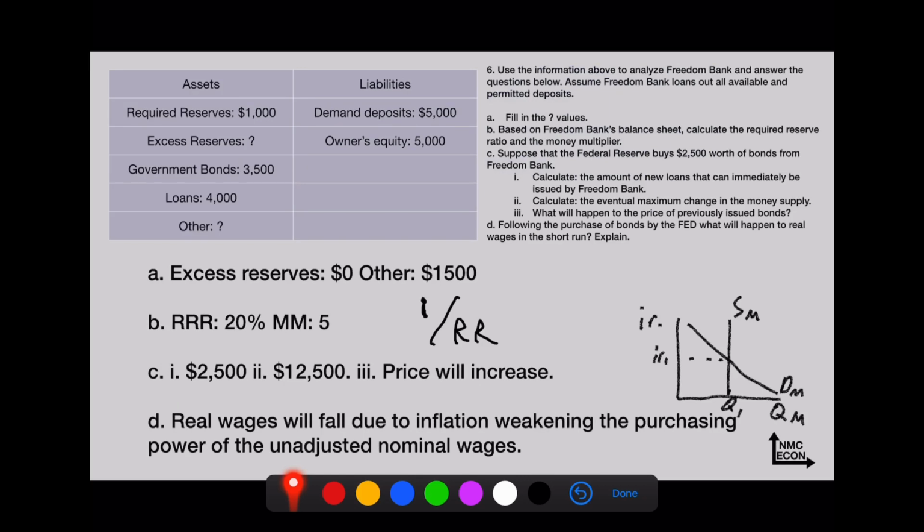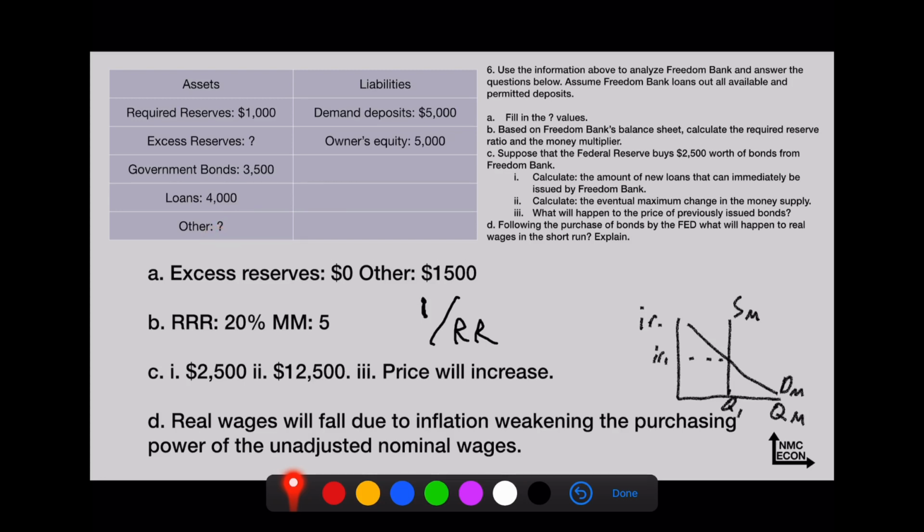Okay, question mark values. Well, bank balance sheets must be balanced. 10,000 in liabilities must eventually equal 10,000 in assets, but where does it go? It does not go under excess reserves. We've got $8,500 over here. 0 is your excess reserves amount because they're loaning out all available and permitted deposits. That means excess equals 0. They're only holding on to required reserves, which is 1,000. That means $1,500 goes down here under other.